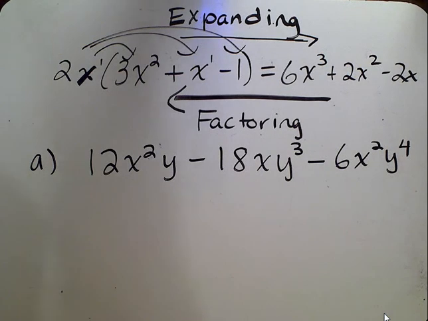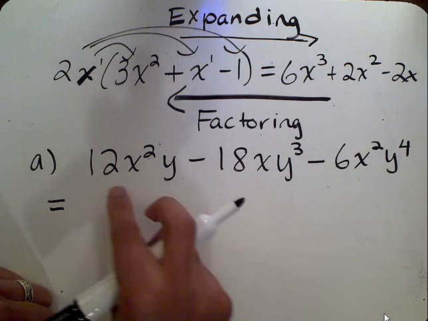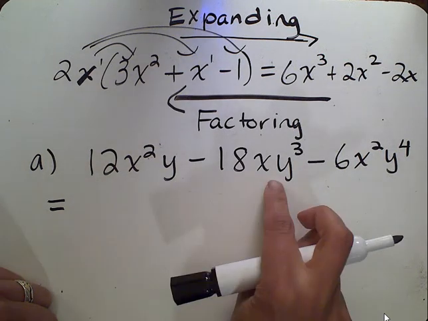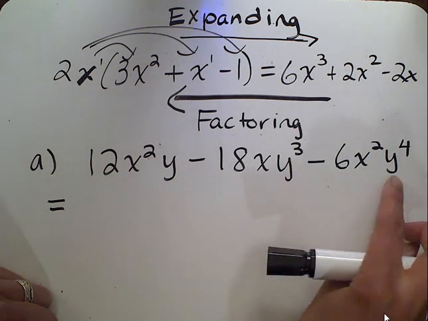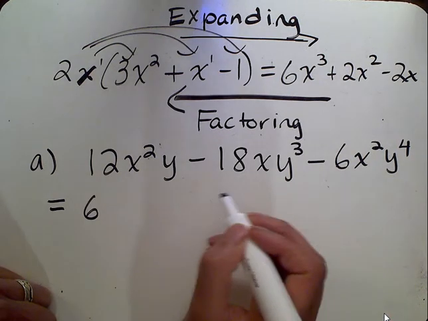When I say number, I'm talking about a term, so sometimes that number just has a regular number part, an integer, and sometimes it's just a variable, and then sometimes it's a term with a number part and a variable part. So let's take a look. The largest number that goes into 12x squared y, 18xy cubed, and 6x squared y to the fourth would be 6xy.